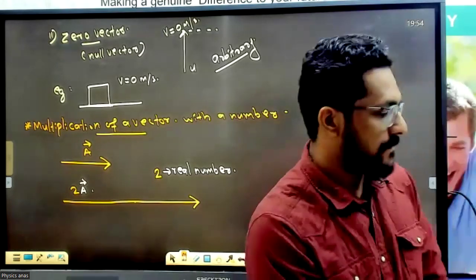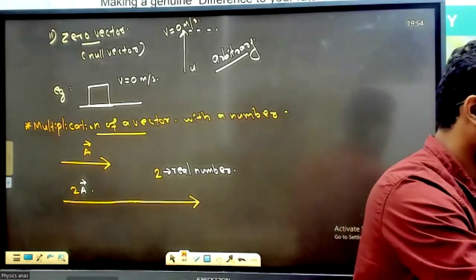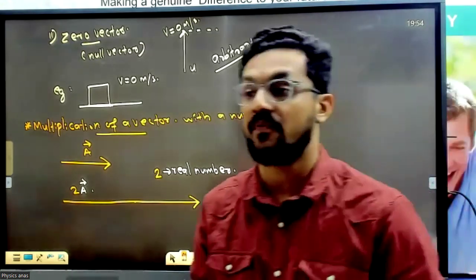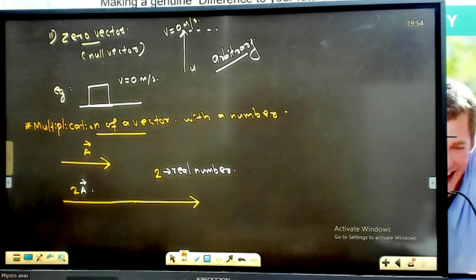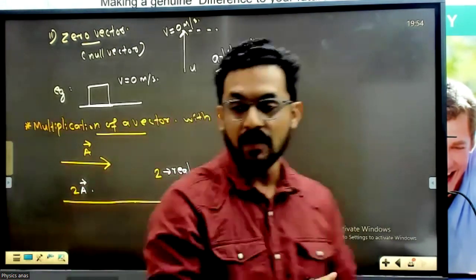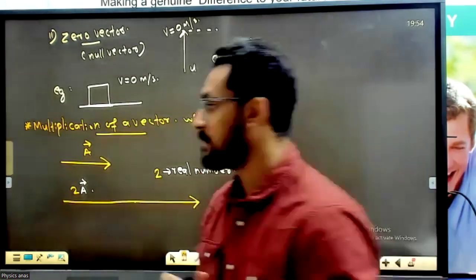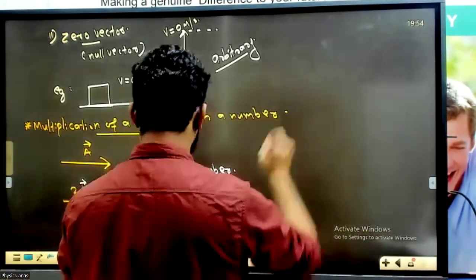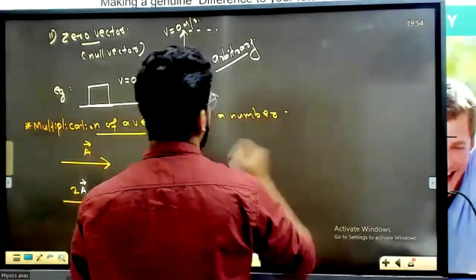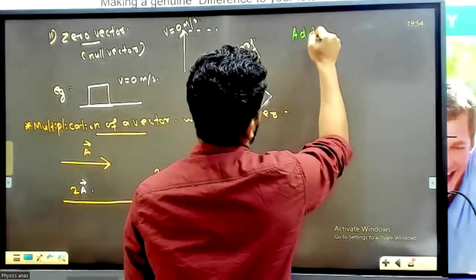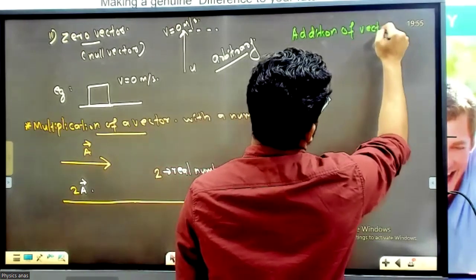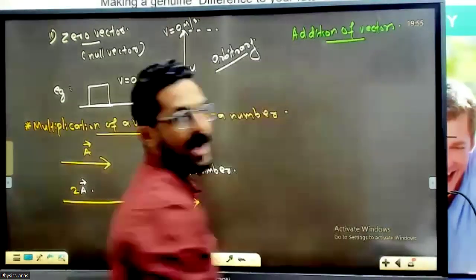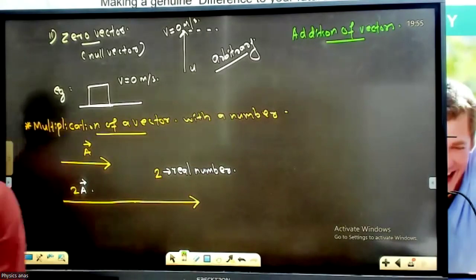Now the most important part in it, that's addition of vectors. Did you study that in school? We can add vectors. That's very important if you are studying physics. Very important topic. I will write it here: addition of vectors.